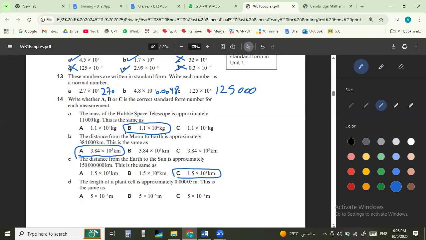The length of a plant cell is approximately this. Make it into standard form. It needs to be between 1 and 10. But one of them only is correct. I'm going to move the decimal point 1, 2, 3, 4, 5 digits to the right. So it is multiplied by 10 to the power of negative 5.